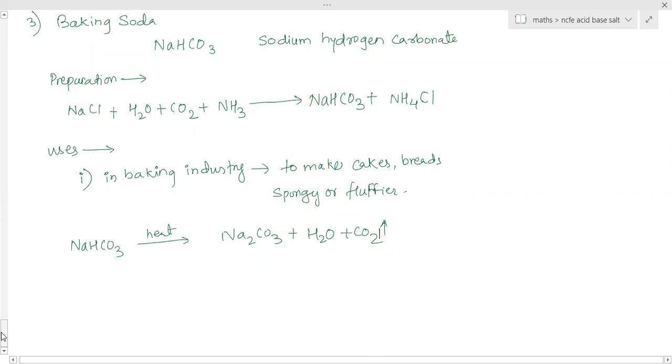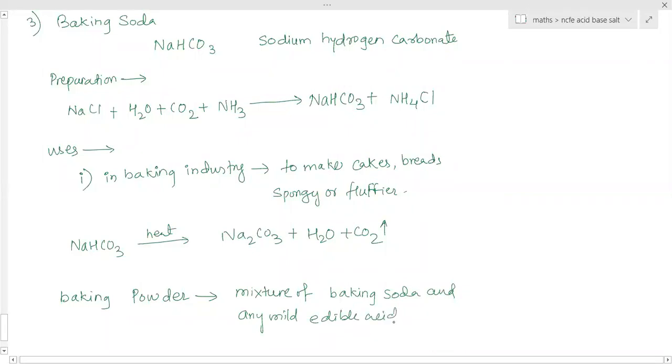Generally, in cakes, we don't use baking soda. Instead, we use baking powder. We generally don't directly use baking soda. We use baking powder. Now, what is this baking powder? Baking powder is a mixture of baking soda and any mild edible acid. That is generally tartaric acid. Tartaric acid is used in it.